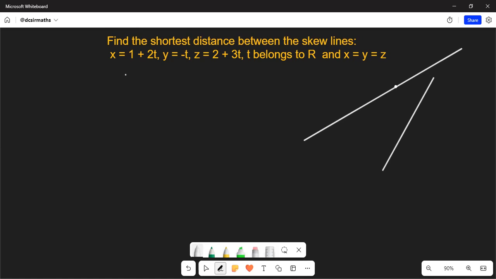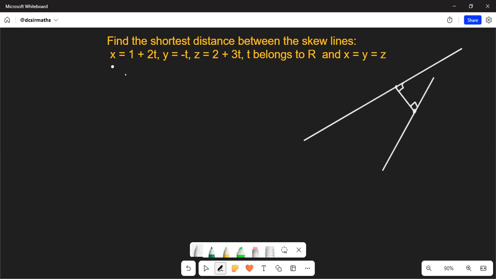And to find the shortest distance, you take one point over here and another point over there. You want to find the perpendicular distance. That is the shortest distance between these two lines. Let me show this is 90 degrees and this is also 90 degrees.